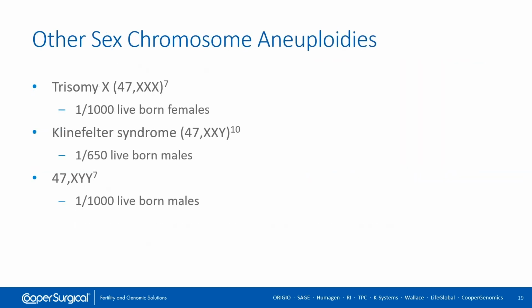Other sex chromosome aneuploidies, such as trisomy X, Klinefelter syndrome, and 47XYY, are listed here. These sex chromosome aneuploidies tend to be on the more mild end of the spectrum, and in fact, men with Klinefelter syndrome may only come to attention as part of a workup for infertility. The incidence of mosaicism for these other sex chromosome aneuploidies is unknown.